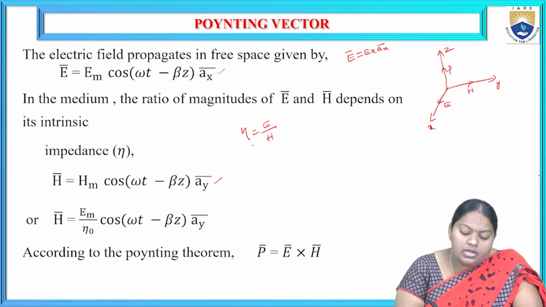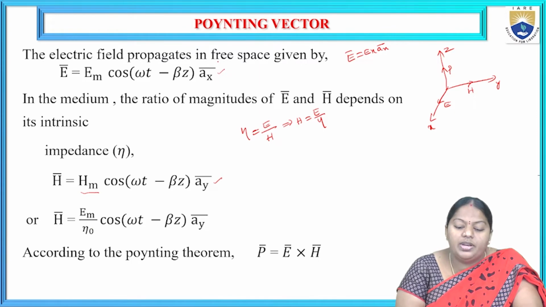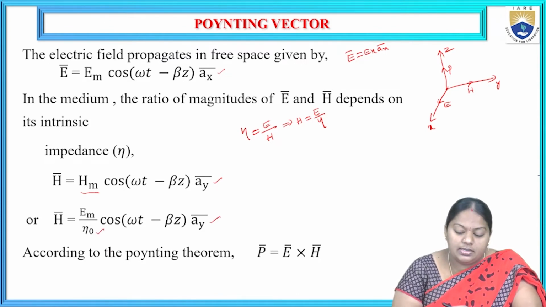Right? If you want to express Hm, the magnitude of the magnetic field intensity vector H, in terms of the intrinsic impedance and the electric field intensity vector, then the expression for H is given by E by eta, right? So if you substitute Hm by E by eta, and here we have considered the medium as a free space medium, then H bar is equal to Em by eta naught cos(omega t minus beta z) into Ay. This eta naught is the intrinsic impedance of the free space medium.